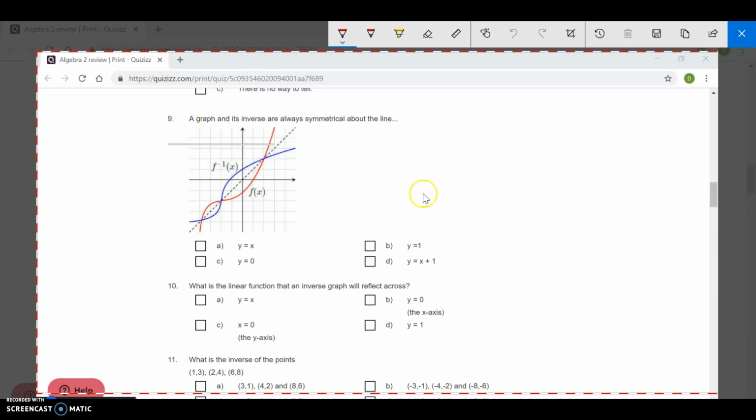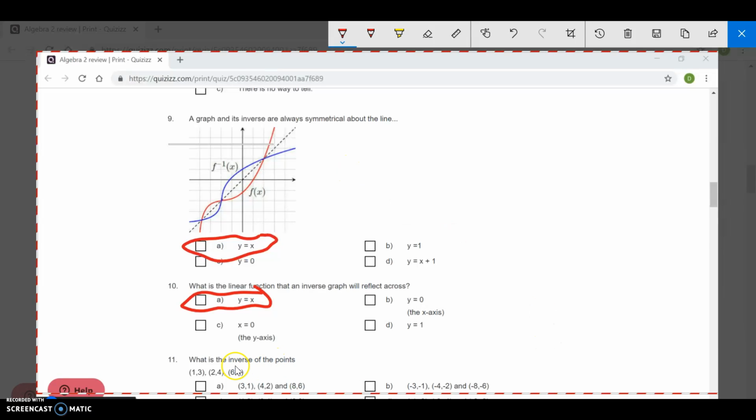Okay, so for number 9, again, as I was saying earlier, it's got to reflect over y equals x in order to be an inverse, so A would be the answer because it says y equals x. Then the next one also asks, what is the linear function of the inverse graph? What will it reflect across? It has to reflect across y equals x.